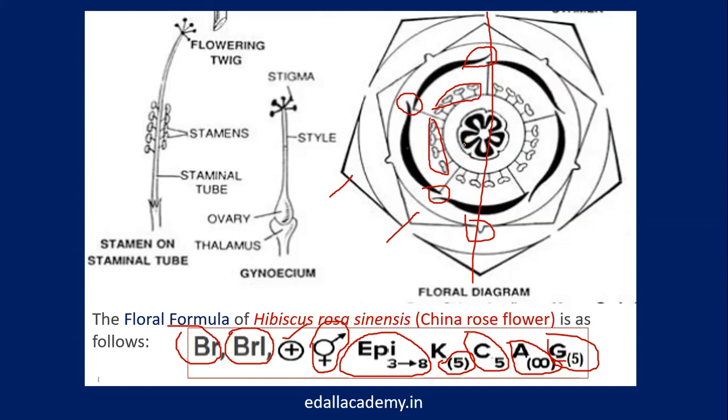So based on the floral diagram and the floral formula, if you understand everything it is very easy. This floral diagram and floral formula are given for Hibiscus rosa-sinensis, China rose flower. So in this class, we have discussed some basic information about the family Malvaceae.